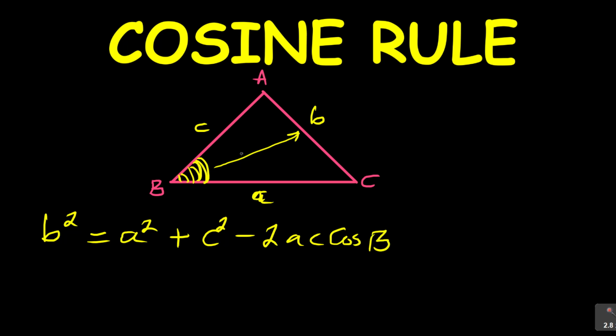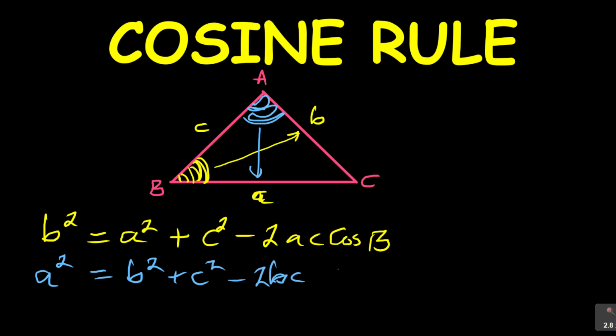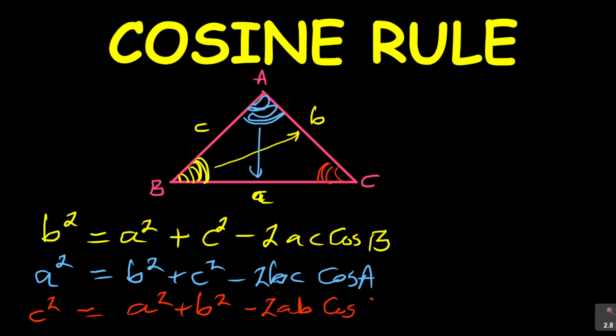If you focus on angle A, you must also consider side a. So you start by saying a squared is equal to b squared plus c squared minus 2bc, and then cos becomes cos A. Also, if you consider side c, it will be c squared is equal to a squared plus b squared minus 2ab cos C. So this is the cosine rule.